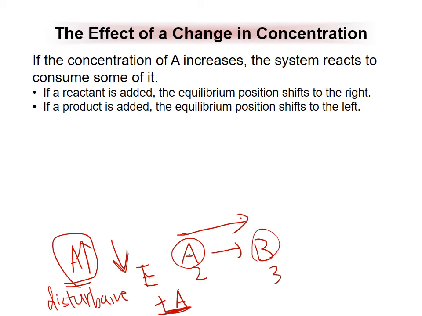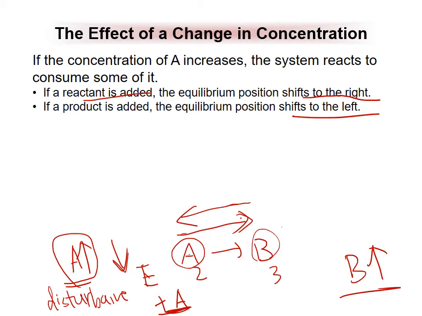So if reactants are added, the equilibrium position shifts to the right side. Right side means the forward reaction, which consumes A. On the other hand, if a product is added, so B increases as a disturbance, the reaction will respond by going left. Going left is the reverse reaction, and the reverse reaction will reduce B. B is the reactant for the reverse reaction, consuming B and increasing A.